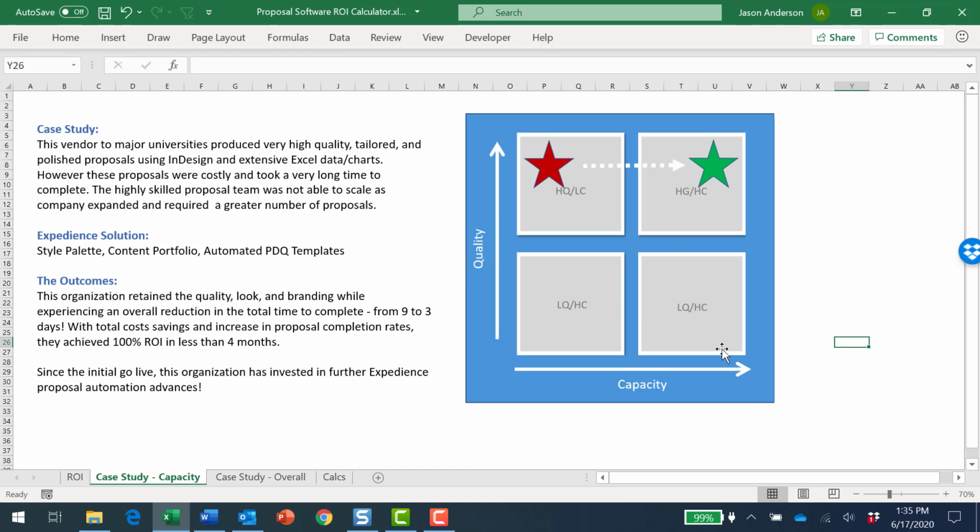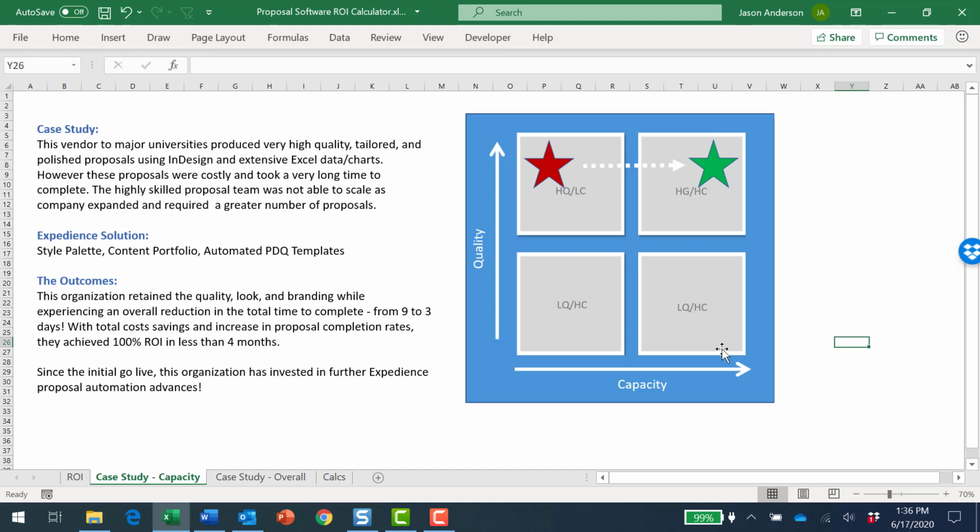But what they found, I think, was a bigger impact when it came to the ability to get more proposals out, and, like I said a moment ago, the ability to respond more quickly with the proposal, increasing their opportunity to win more business. So they've calculated their ROI, and they were, I think, a little bit conservative in doing so, to say that within about 4 months after they went live with Expedience, they achieved 100% return on their initial investment.